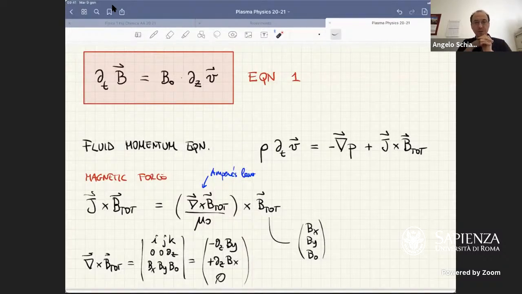So let's stop it here, and we reconvene next Friday for finishing of this Alfvén wave derivation, and then we'll talk briefly about the rocket equation. Are there any questions?